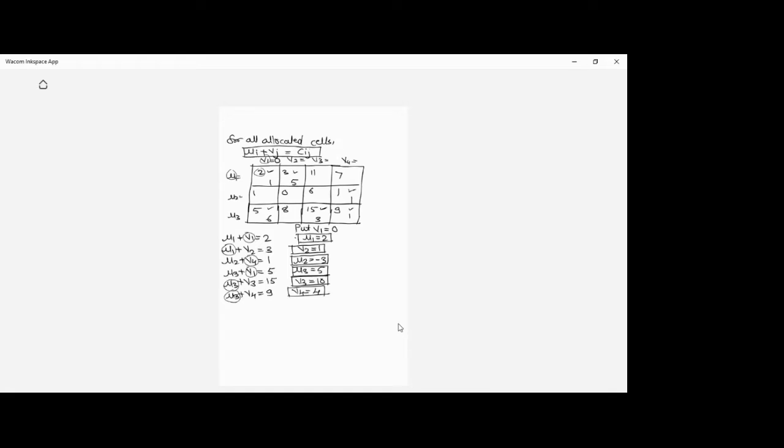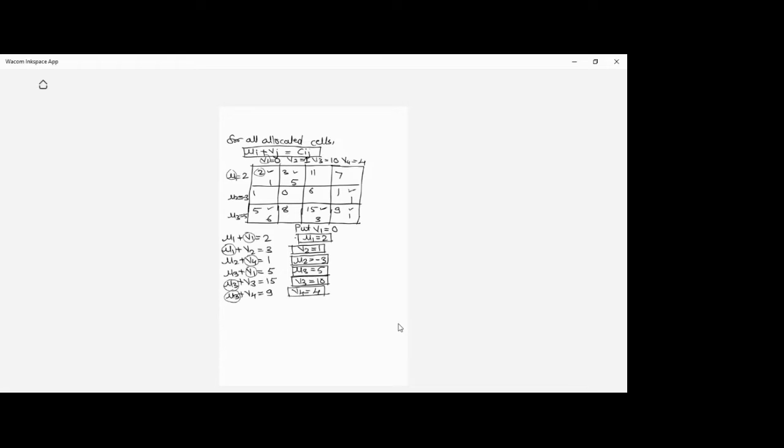Now I think we have achieved all the values. So let's put down the values properly, right? So now we have got the value of U1. U1 value is 2, that I'll be writing here. Now we have got the next value of V2. V2 is equal to 1, that I'll be writing here, right? Next value U2 is equal to minus 3. I will be writing it properly here. Next I have got the U3 value as 5, so I'll be writing it here. V3 value is equal to 10 and V4 value is equal to 4, right? All these values we have got.